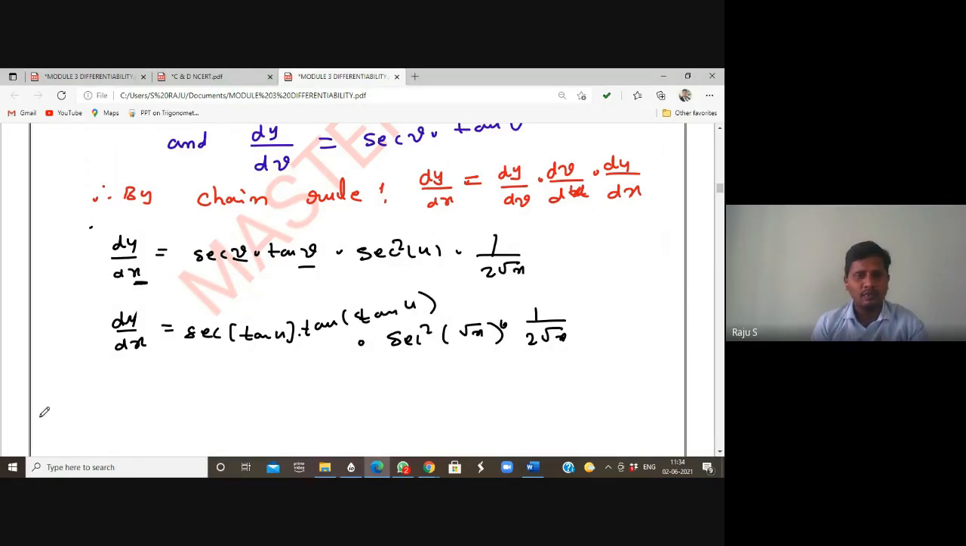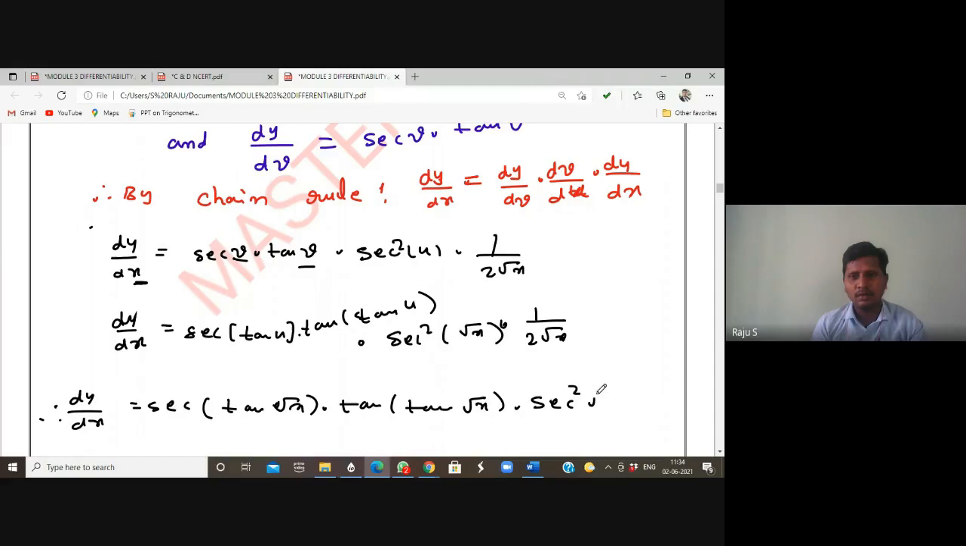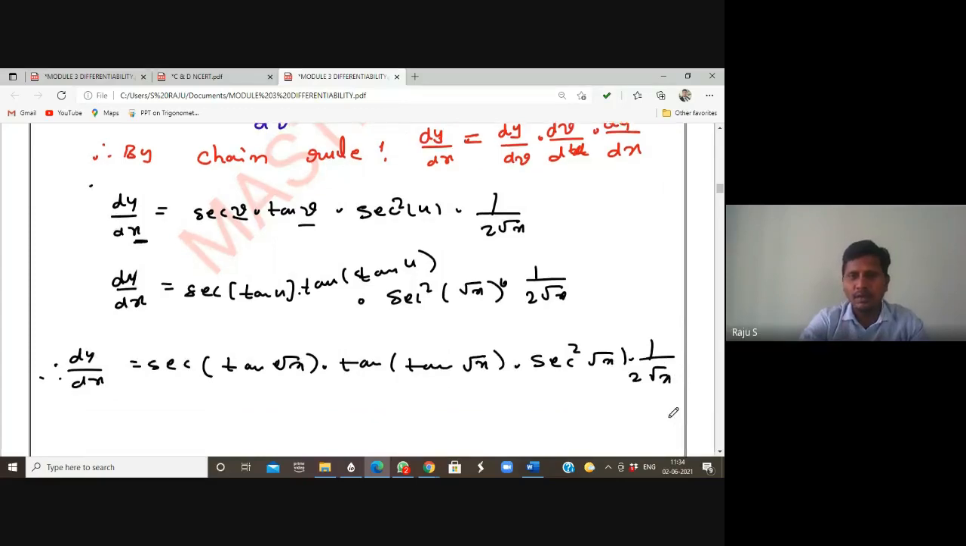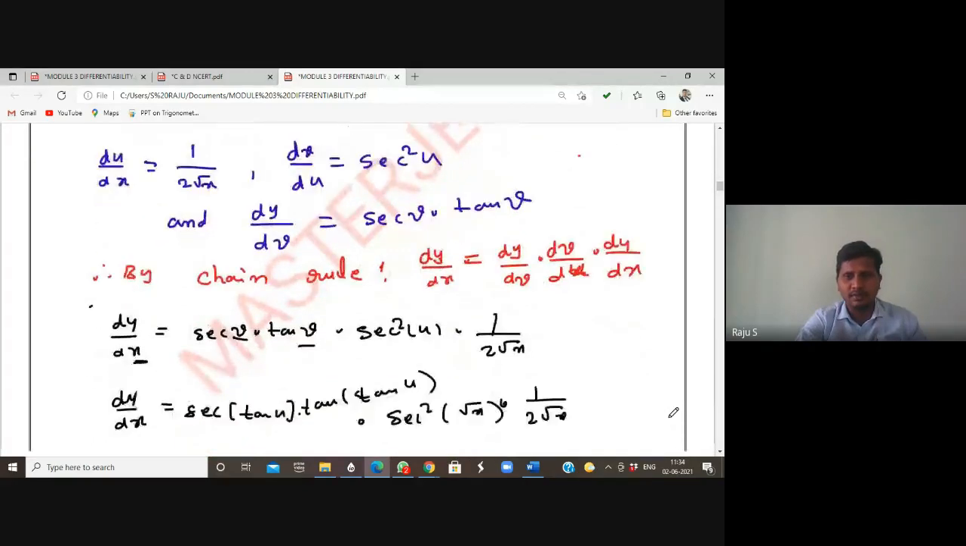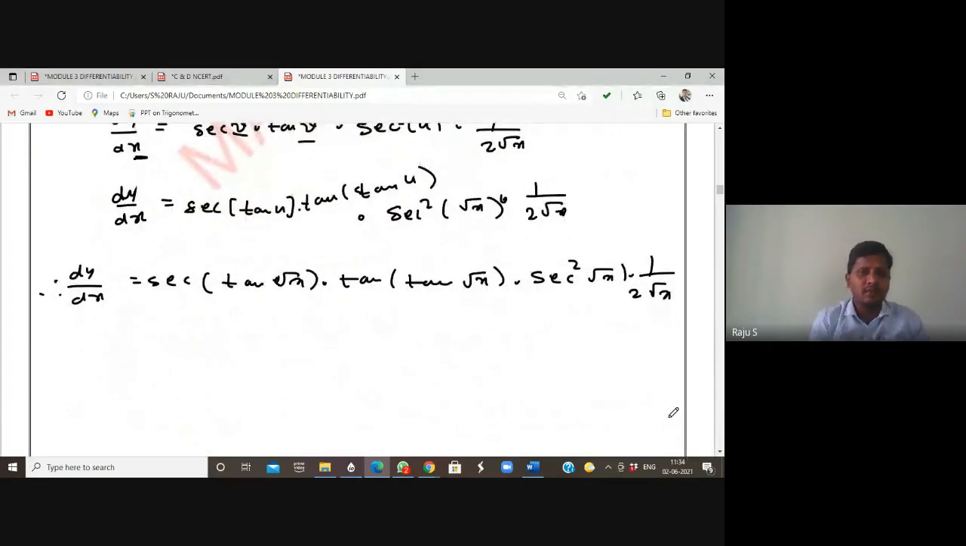So therefore, finally, dy by dx becomes secant of tan u, where u is nothing but root x, so secant of tan root x, into secant square root x, into 1 by 2 root x. This is the required answer. So completely I changed it in terms of x. This answer can also be written directly.